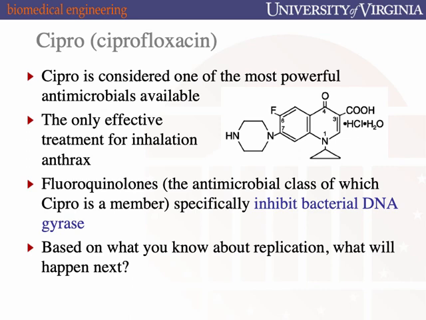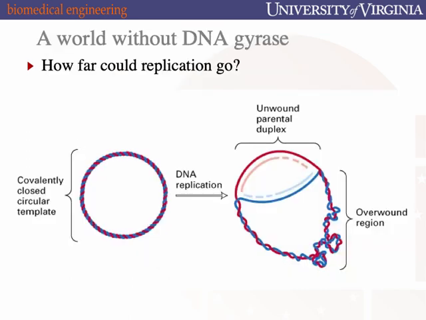So we know replication now. We just got to take a quiz on it, right? So what's going to happen? Well, replication is going to proceed, but it's going to proceed up until the bacterium, the Bacillus anthracis, runs into this big rope tangle, like I showed in my demo a couple of classes ago. Overcoiled DNA, overcoiled, and then eventually this will either collapse or it will break.